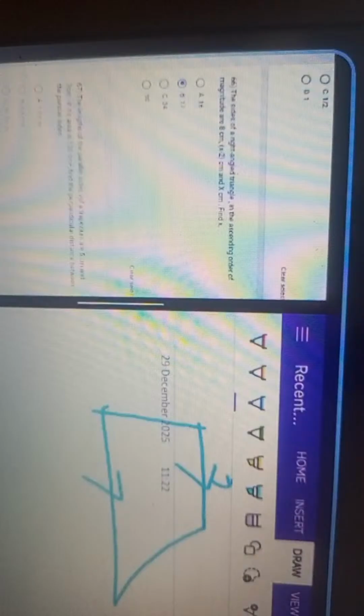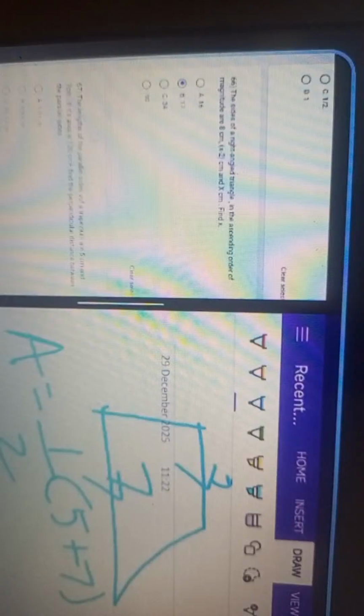All right. So 67 is quite straightforward also. It says that the length of the parallel sides, this is a parallelogram. So these are the parallel sides, are 5 and 7. If the area is 120, now area of a parallelogram is half sum of parallel sides, which in this case is 5 plus 7 times the height.